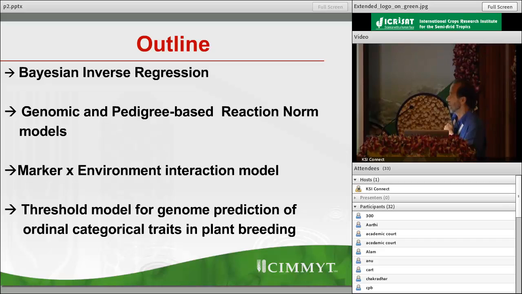and the marker effect across all the environments and in one environment. And finally, a threshold model, because at least in plants, we treat all the variables as normally distributed variables, whereas in fact, disease resistances and counts, ordinal data, need to be treated differently. And we have developed some models for ordinal categorical traits, and I'll show you some results.